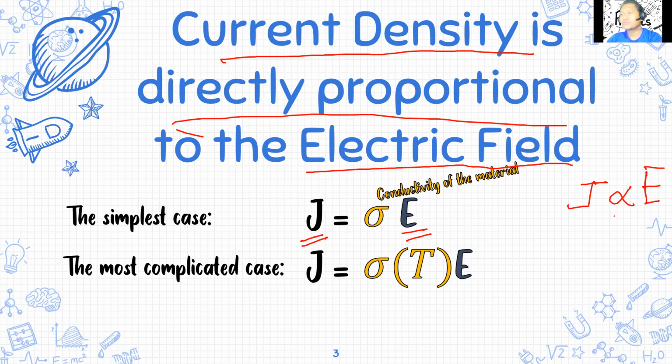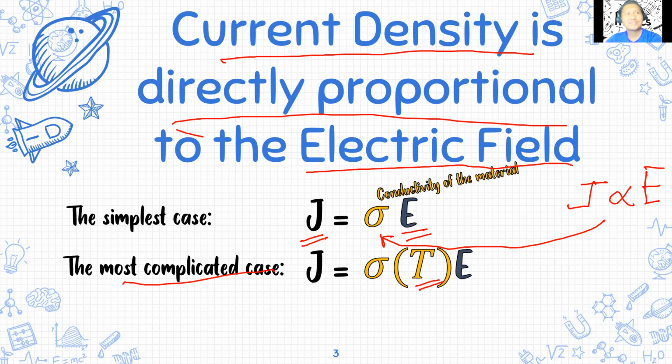If we are going to convert this into an equation, we must introduce a constant. So, muna natay constant nga conductivity of the material. So, conductivity of the material is now the factor kung unsa kadako ang proportionality, no? Kung unsa kadako ang pag-increase sa J whenever E is increased, mao na siya ang conductivity. In the complicated case, this factor, the conductivity, depends on temperature.